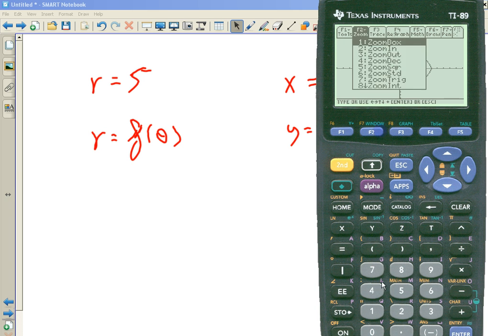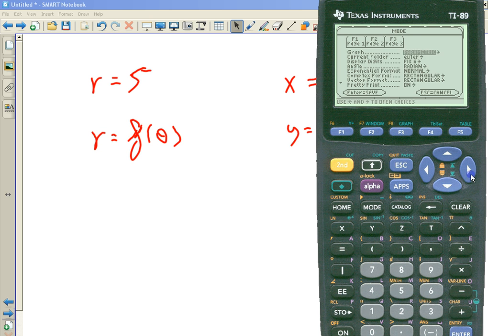I'm going to say zoom 4. And guess what it really is? It's a circle of radius 5. It goes off the screen because this is only, what, 3 point whatever it is. Okay, so that's a circle of radius 5. But note, what if I change the mode to polar?